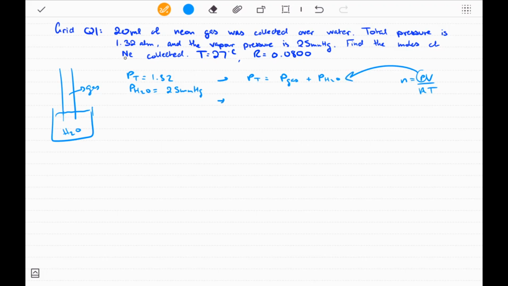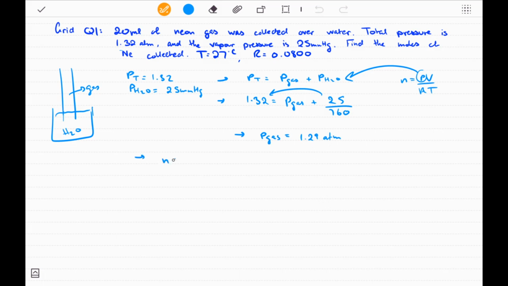The pressure in total is given to us to be 1.32. The pressure of the gas is what we're missing for our equation. And the pressure of water is in millimeters of mercury, which means we're going to have to convert. It's 25 over 760. Now, if we just take this to the other side and subtract it, the pressure of the gas on its own should be 1.29 atmospheres.